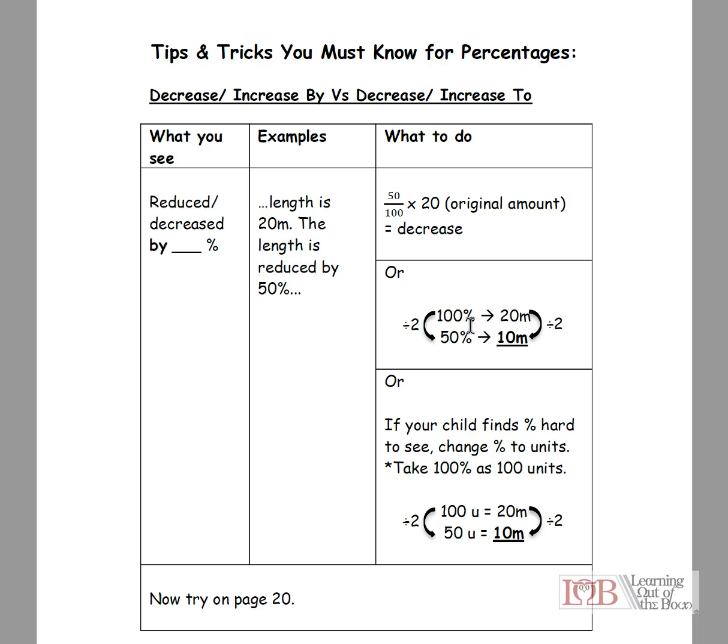percentages are still very confusing for children. You can change this to units. So instead of writing 100%, you can write 100 units, and the rest is the same. Okay.